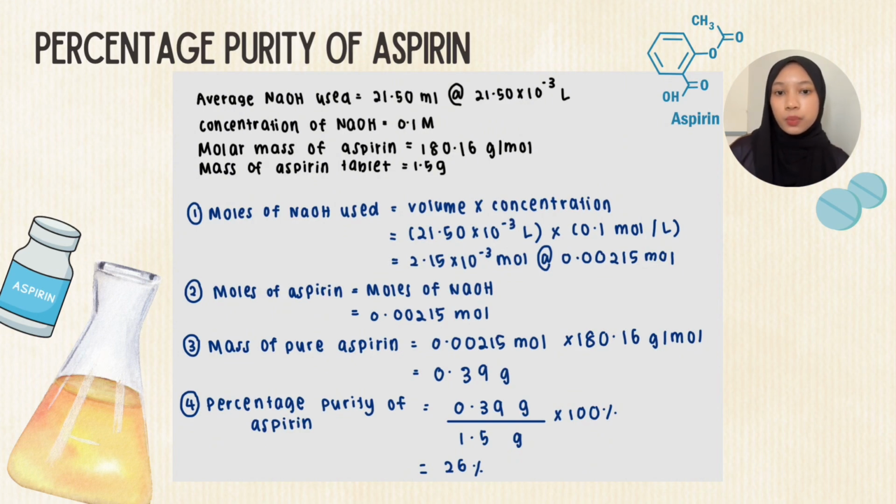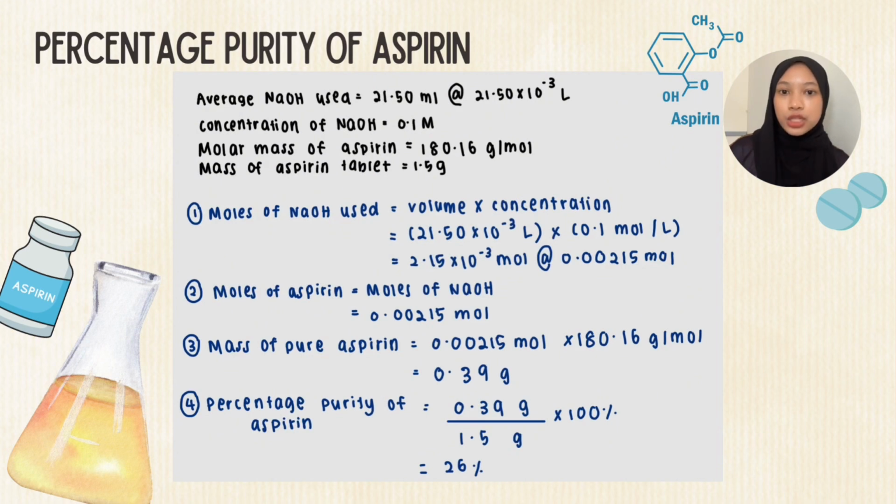This gave 0.00215 mol. Since aspirin reacts with NaOH in a 1 to 1 molar ratio, the number of moles of aspirin present was also 0.00215 mol. Using the molar mass of aspirin, which is 180.16 gram per mol, the mass of pure aspirin in the tablet was found by multiplying the moles by the molar mass, resulting in 0.39 gram of pure aspirin.